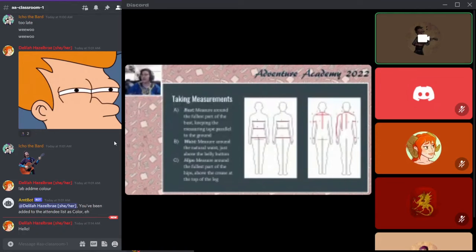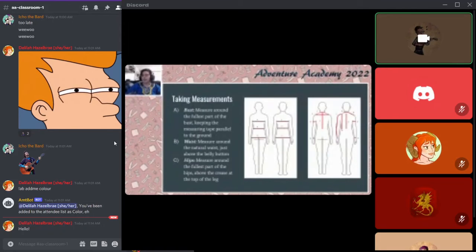But again, these are your main 3: bust, waist, hips. And the main thing to keep an eye on is making sure that your measuring tape is parallel to the ground when you are measuring the circumference around the body. And make sure that you are measuring at the fullest point of the bust and hips.